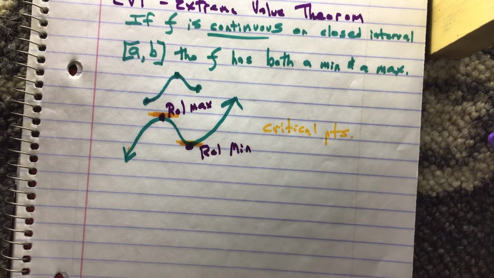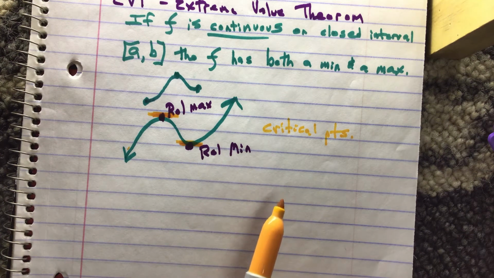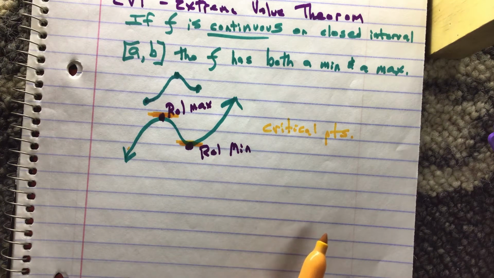And that's usually where you'll find your mins and your maxes, at the critical points. So the slope is 0 at these points, or the derivative is 0, and they're called critical points or critical numbers.